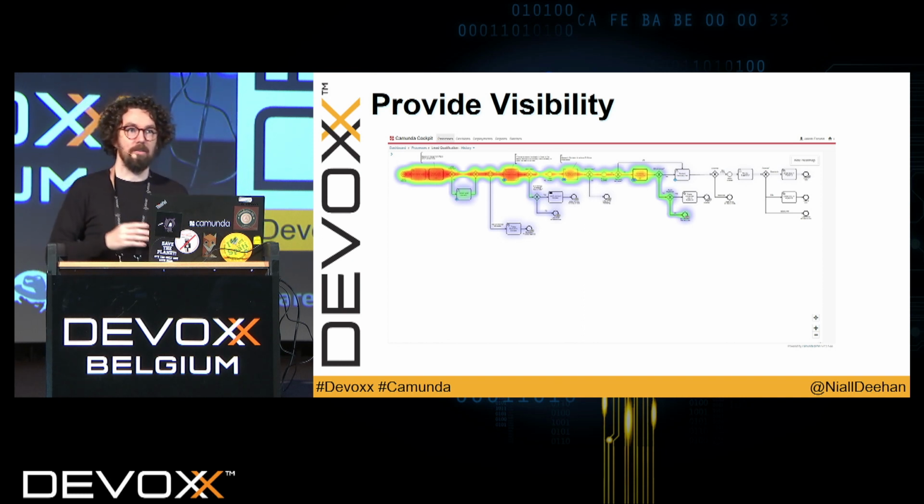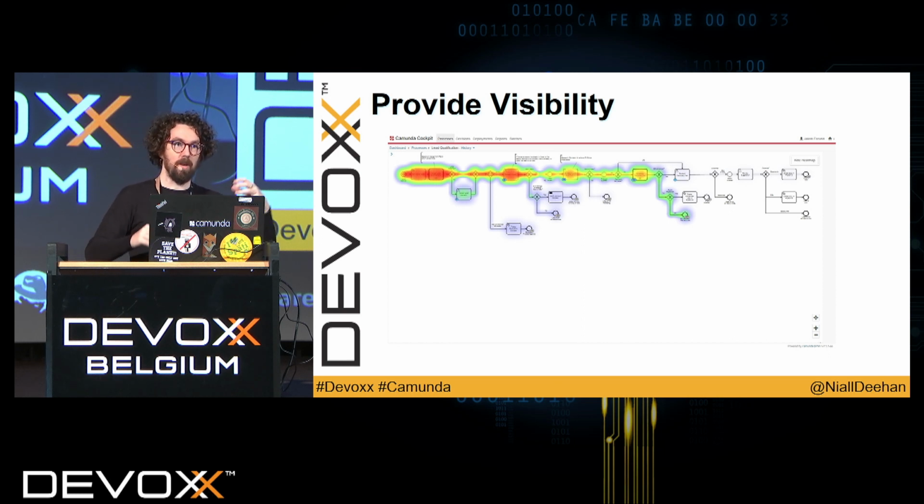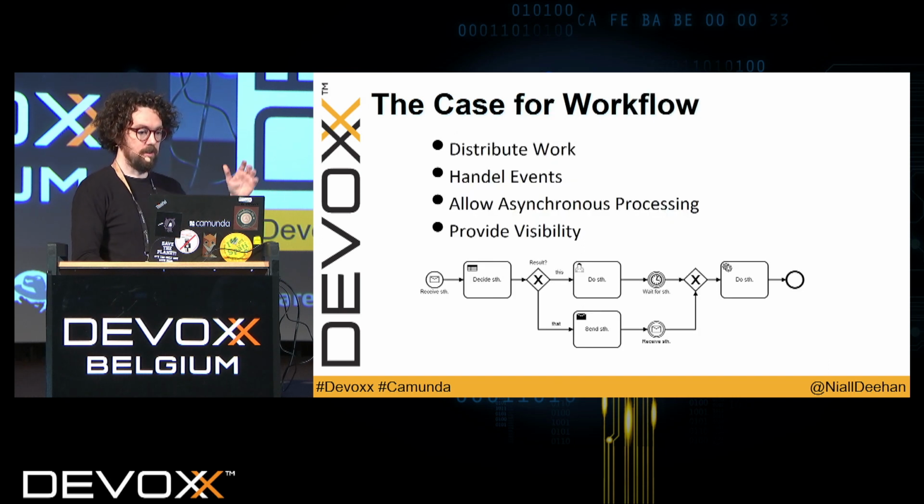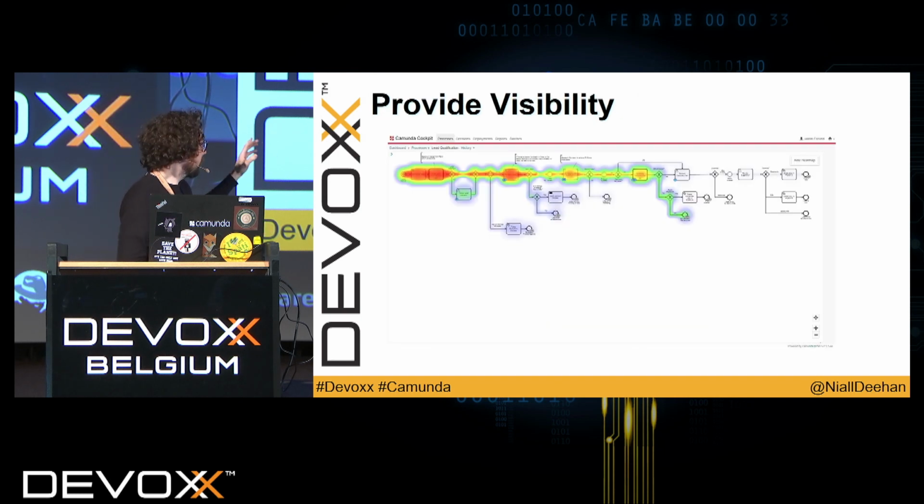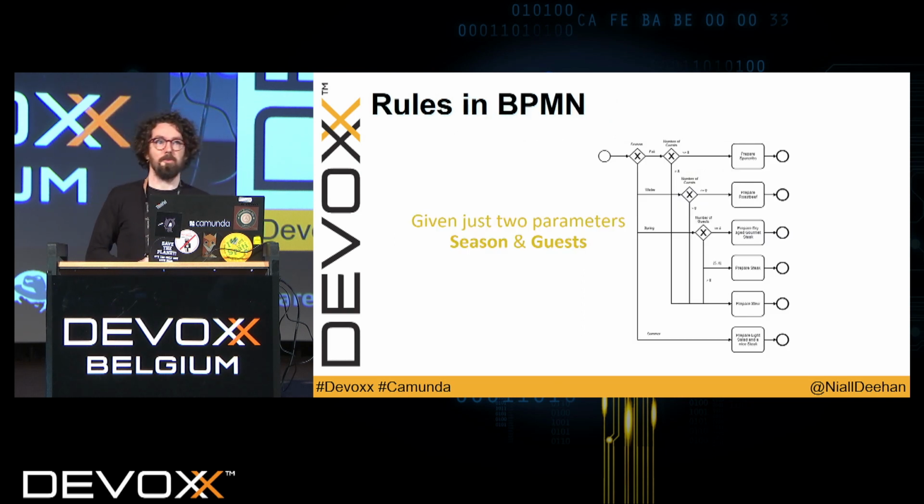And that's a very nice part of processing. It means that we can handle events, we can handle asynchronous processing, we can handle different types of distributed work, all at the same time getting this visualization that's really handy. So processes are a really great thing to implement. But it does have a little problem, and that's to do with rules, of course.